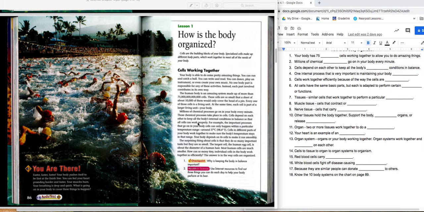So this internal processes, guys, will be a question on your test. Super important, maintaining body temperature.